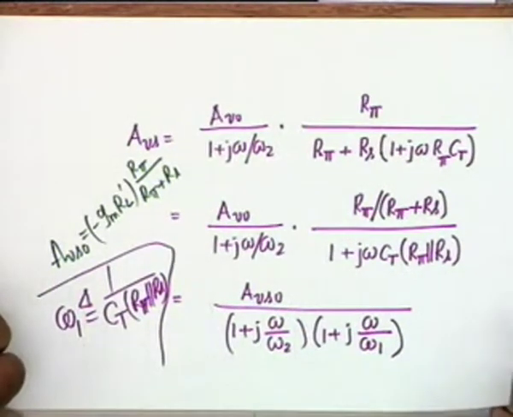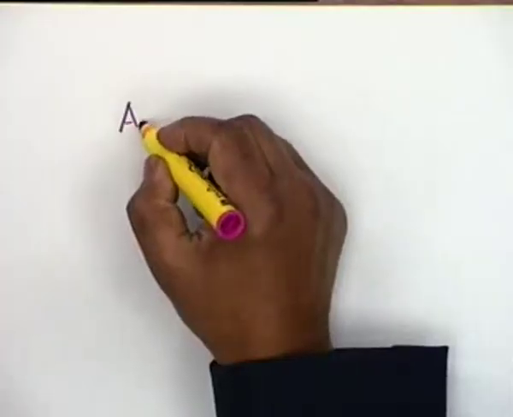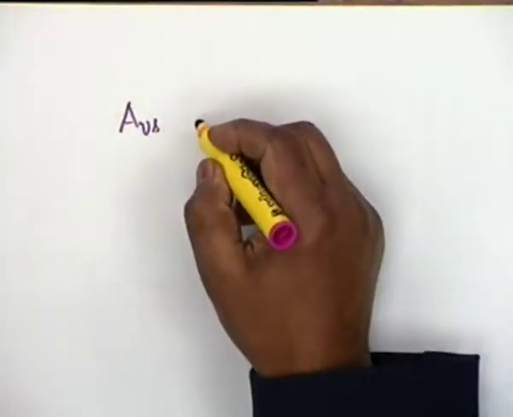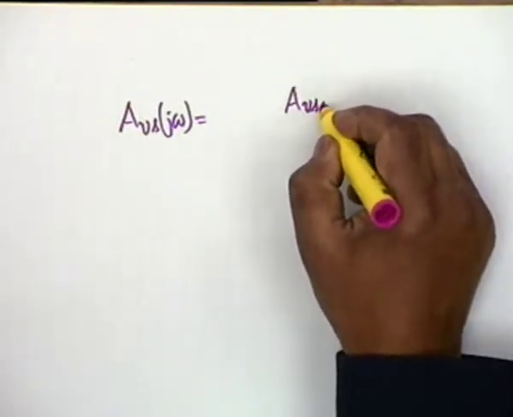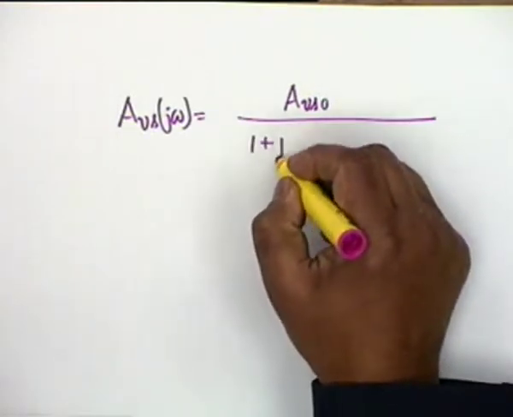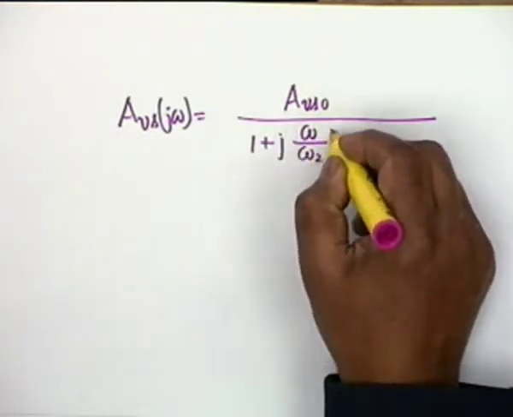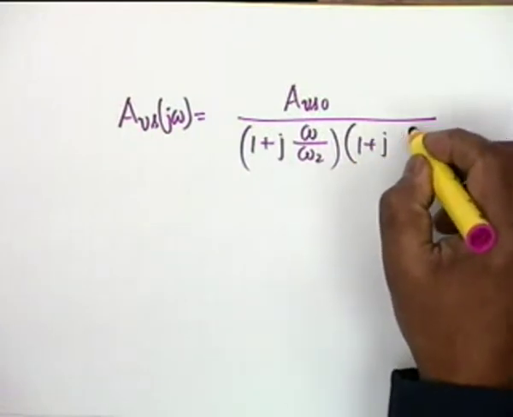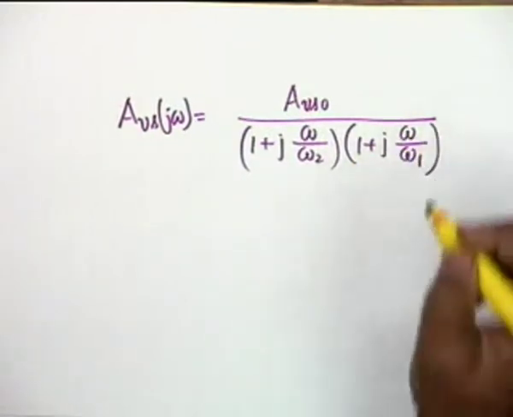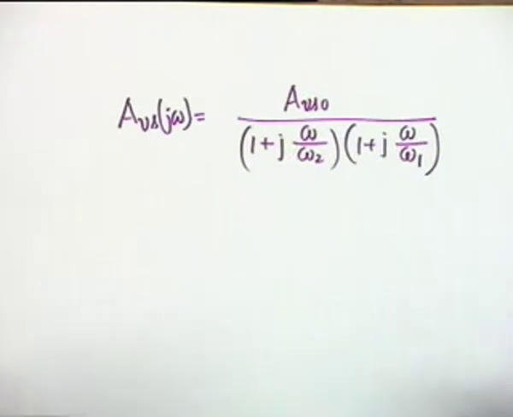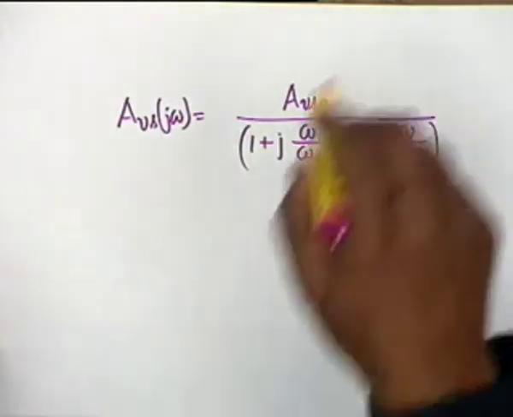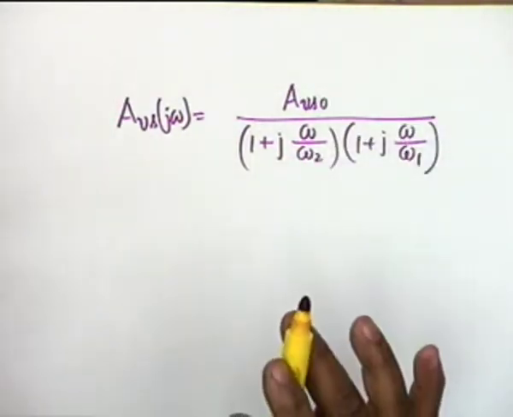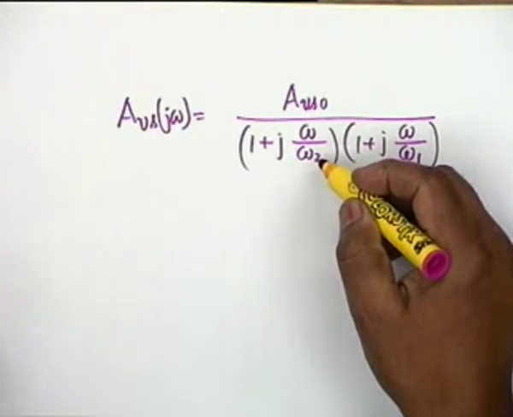Okay. Let me clear this expression and write it again. A sub Vs, a function of j omega, is equal to AVS0 divided by 1 plus j omega by omega 2 multiplied by 1 plus j omega by omega 1. Actually we should have a 1 plus j omega by omega 3 also in the numerator, but omega 3 we have ignored because omega 3 is much greater than omega 2.